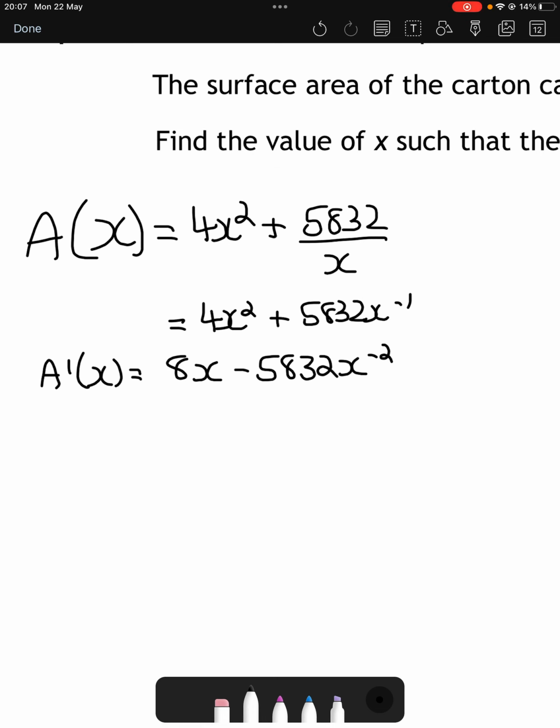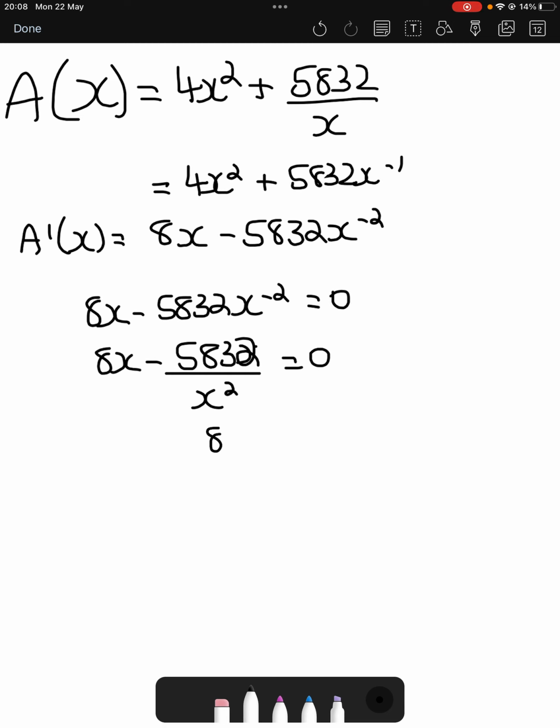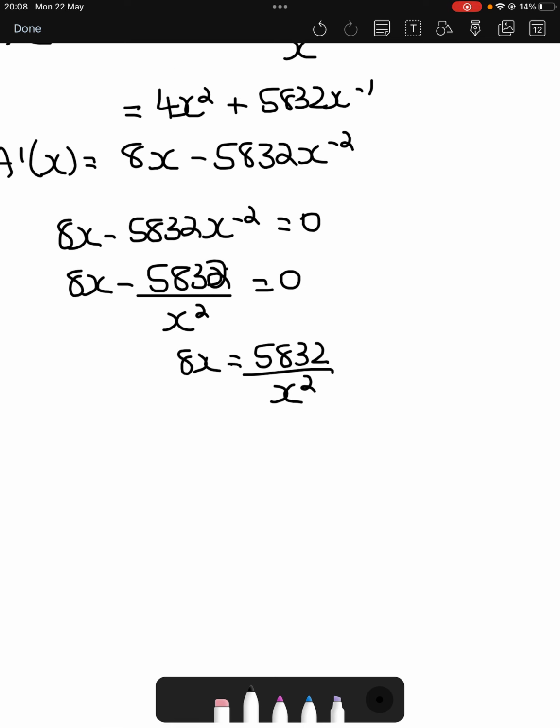Okay, what do we do next for stationary points? We set it equal to 0. Now we want to work with this, so we're going to need to take that under and make it positive. 5832 over x squared equals 8x. I'm going to take that over to the other side. Okay, why do I want to do that? Well, if now I've got this situation, I can bring up my x squared times that. I'm going to divide that by 8.